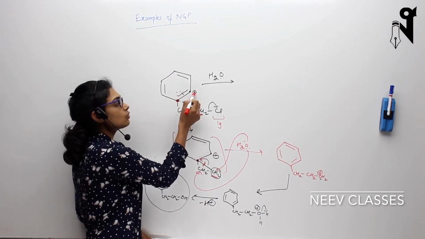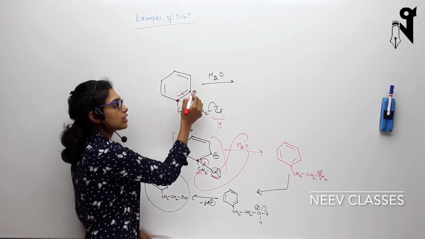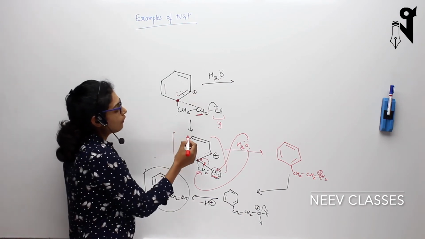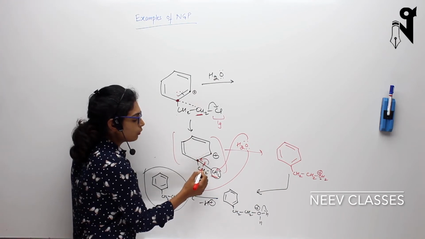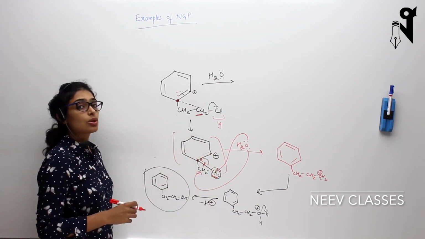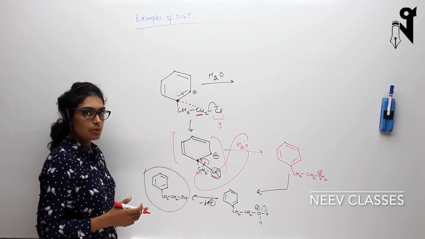The positive charge will be gained by the adjacent carbon, which is forming a bond to the alpha carbon. Now after this, we will get a three-membered ring over here, CH2, CH2, CH2, and a positive charge on the so-called benzene ring, which is no more benzene. The aromaticity of this ring has been broken now.